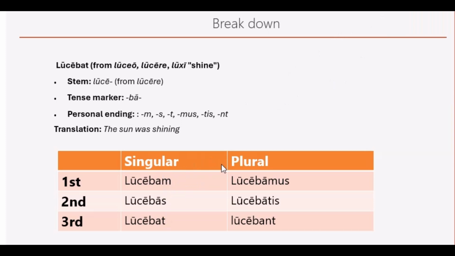Then you're going to add the endings. Now, we use the alternative M ending for the first singular, and then it just follows the regular endings they're used to. So lucebam, lucebas, lucebat, lucebamus, lucebatis, lucebant. For a first declension, it's going to be the same: laudabam, laudabas, laudabat, laudabamus, laudabatis, laudabant.